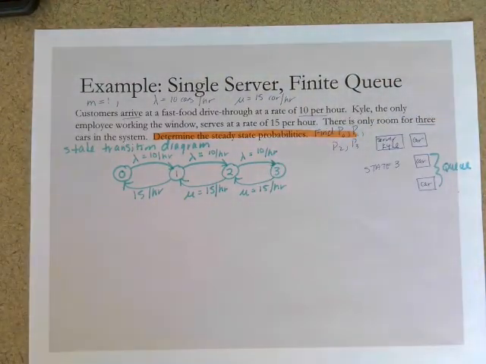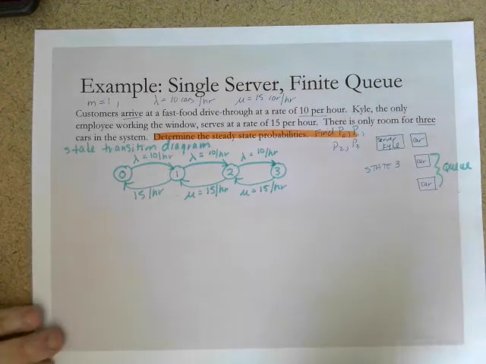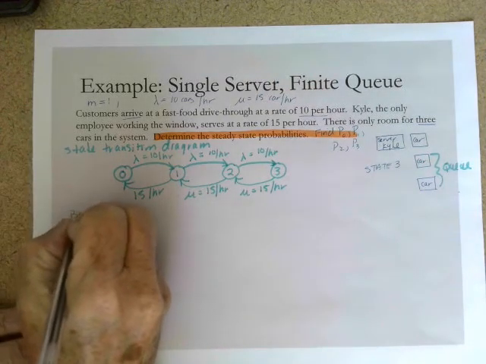And the way we're going to do that is by doing what we call balance equations. So I'm going to write that down here. I'm going to use a thinner pen for that one. So we said that it has to be rate in equals rate out. So here are my balance equations.